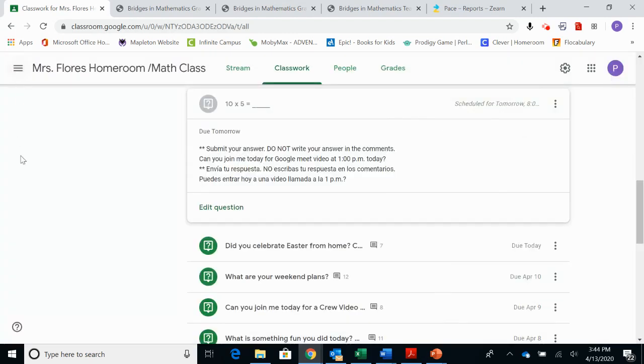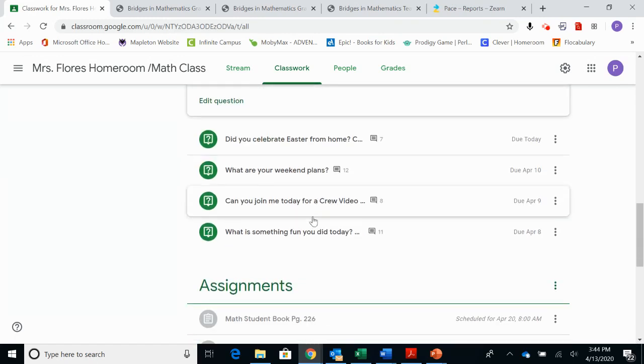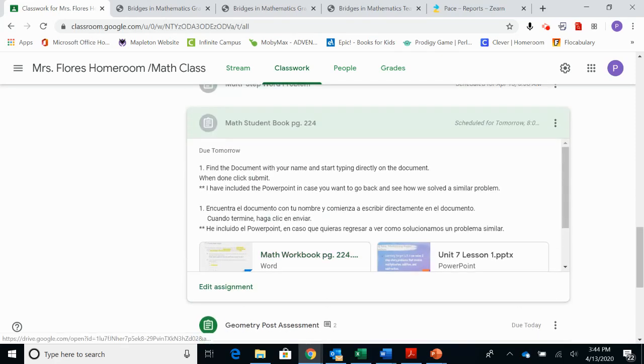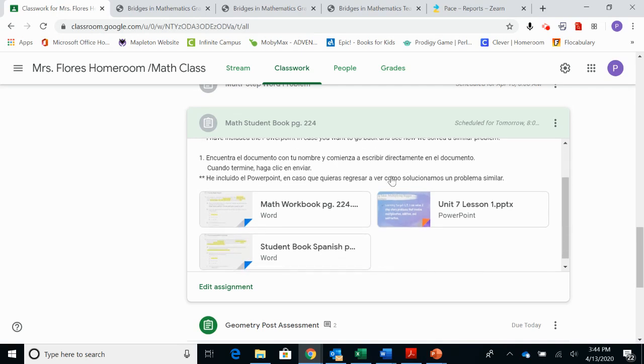So once you do your attendance question, you can go back to this page and then go to your assignment. So now you'll have Math Student Book page 224. You have instructions in English and Spanish. So if you need the Spanish, they are on the bottom. So your instructions say, find the document with your name and start typing directly on the document. When done, click submit. And then I also wrote, I have included the PowerPoint in case you want to go back and see how we solved a similar problem.